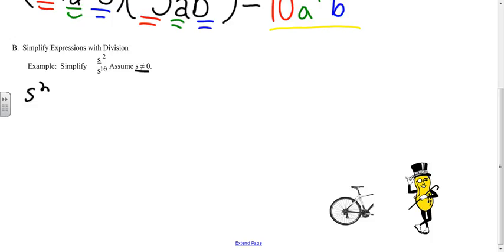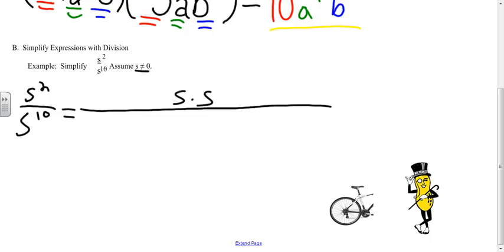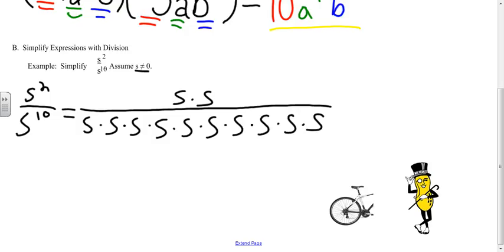So our s squared over s to the 10. Again, going longhand, we could write this out as s times s on the top, because that's s to the 2nd power, over s to the 10, so there's going to be 10 s's. 1, 2, 3, 4, 5, 6, 7, 8, 9, 10 s's in total. Now, once we have 10 s's being multiplied on the bottom and our 2 on the top, we can recognize that an s on the top will divide out an s on the bottom. Again, an s on the top will divide another out of the bottom.